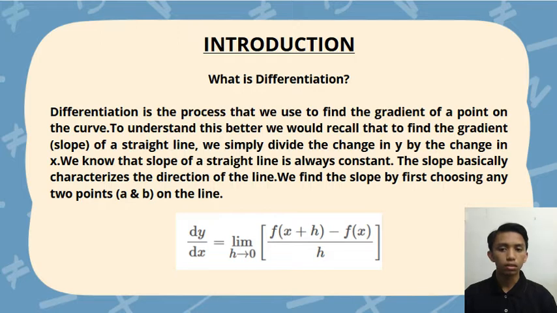We find the slope by first choosing two points, A and B, on the line. This is the formula dy/dx. The differentiation formula is dy over dx equals the limit as h tends to 0 of f(x+h) minus f(x), over h.